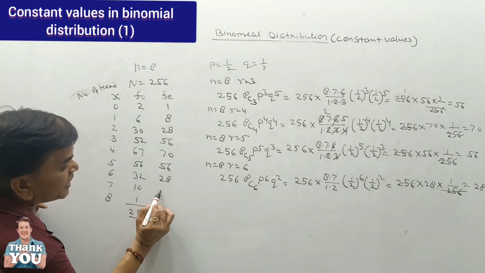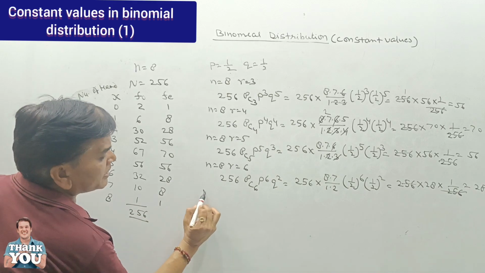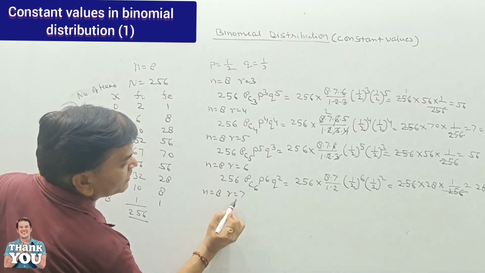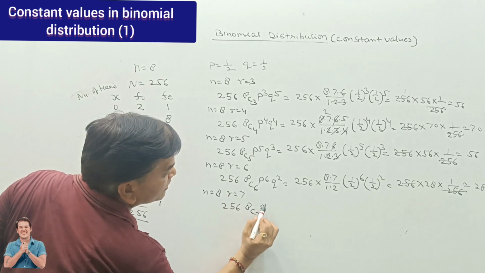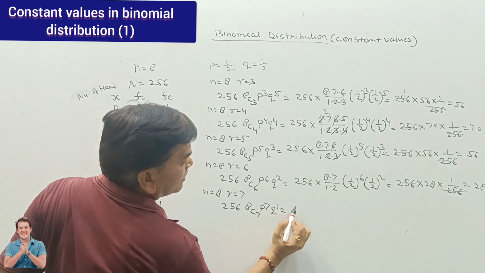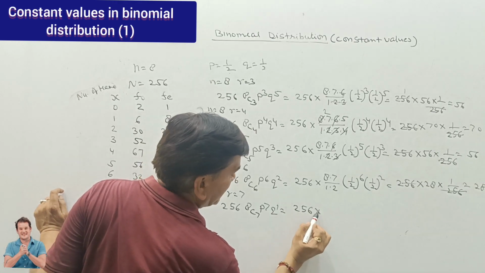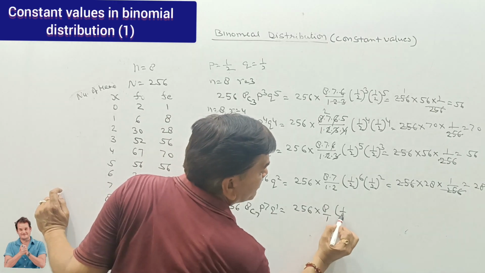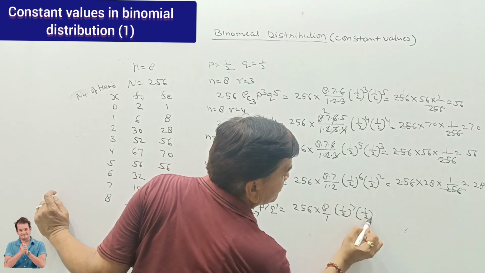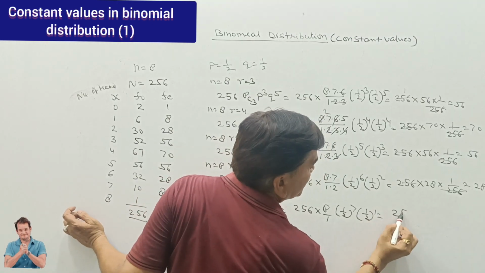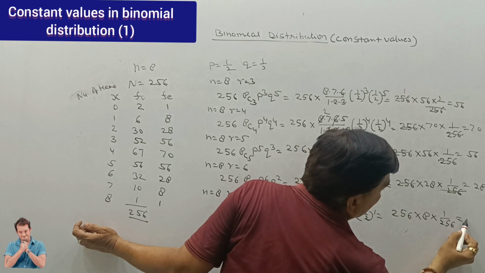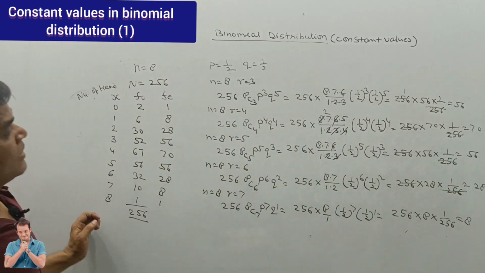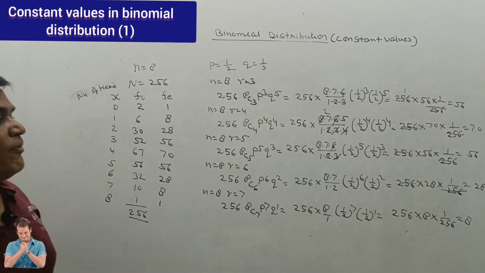So it will be 8 and 1. N is equal to 8, R is equal to 7. So 256, 8C7, p raised to power 7, q raised to power 1. So 256 multiply 8 upon 1, 1 by 2 raised to power 7, 1 by 2 raised to power 1. So 256 multiply 8 multiply 1 upon 256. So the value will be 8. Similarly, last value will be 1.